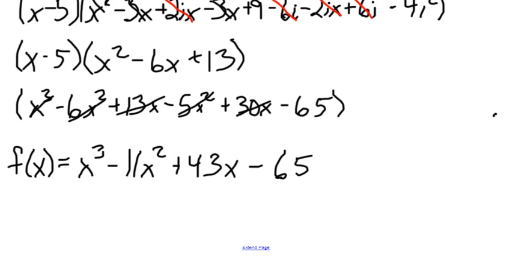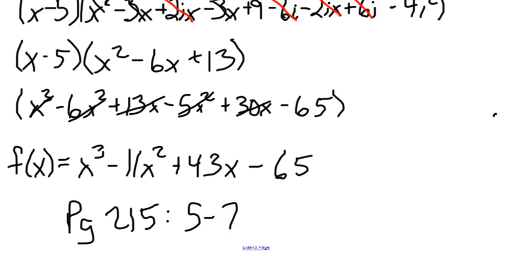Alright, so now you're going to have a couple of problems to work on. Those problems are going to be on page 215, and the only ones we're going to do are 5 through 7. So this is something you need to get done right away. This isn't a regular homework assignment. It's more like a checkpoint. I just want to make sure you can understand how to write these polynomial functions from the given zeros.